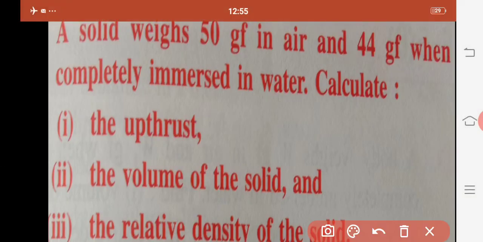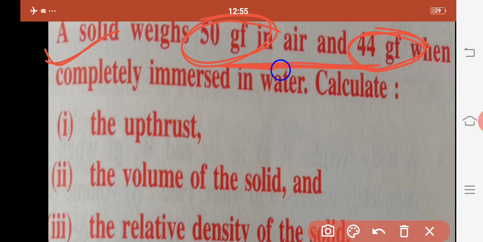Now let us consider one numerical. A solid is there whose weight in air is 50 gf, gram force, and weight in water is 44 gf, when it is completely dipped. Now I hope you will be able to calculate the loss. Loss will be 50 minus 44. So that will be 6 gf.